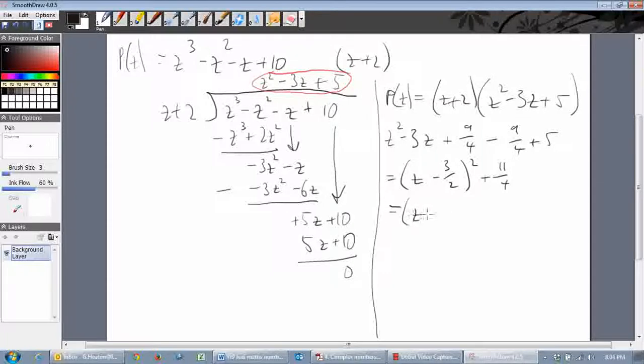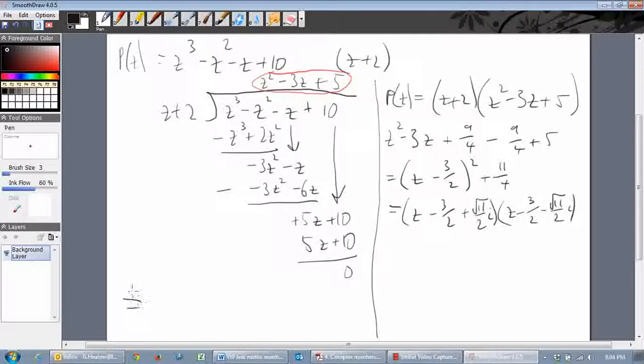So that equals Z minus 3 over 2, and there we'll get the square root of 11 over 2i. I've run out of space a little bit here, sorry. Root 11 over 2i. And one will be plus and one will be minus. Okay, so we've just settled that.